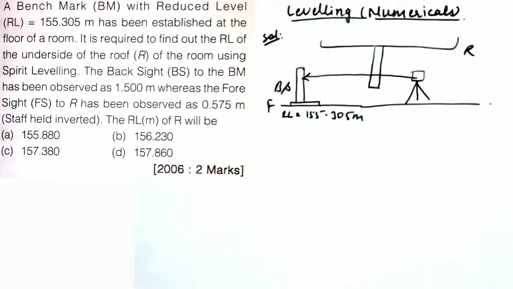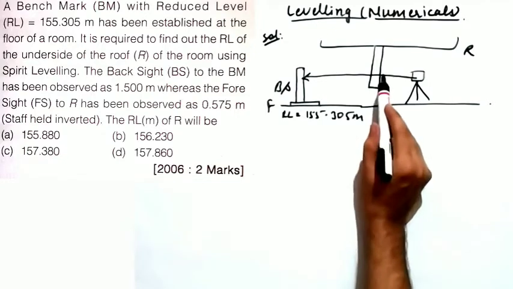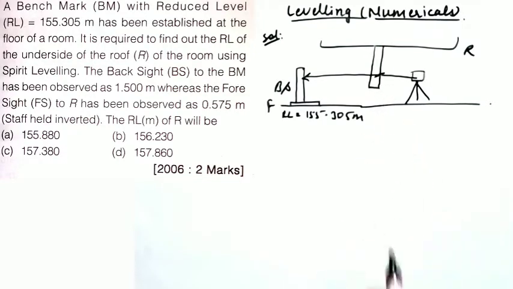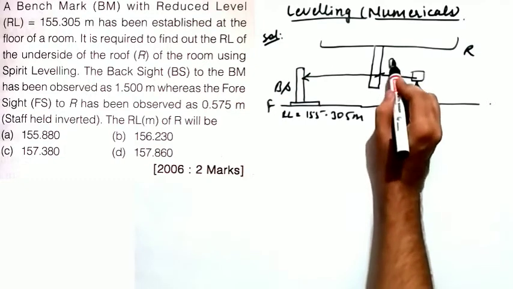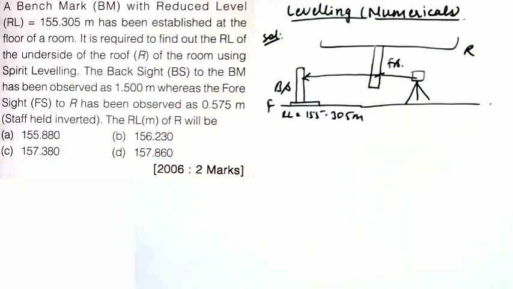This is the staff placed in an inverted fashion. Now we take the reading of this. So this reading will be a negative reading, and this is called the foresight reading. We are taking only two readings, hence there is no intermediate sight in this particular leveling. There are two readings, one is the backsight reading, another is the foresight reading.